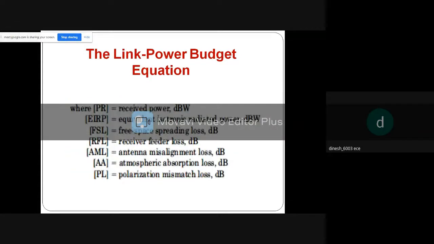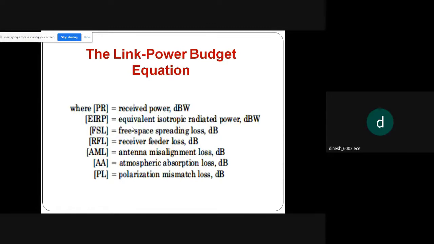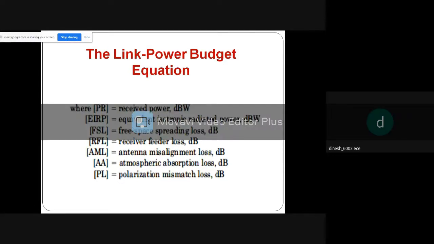Received power in decibel watts, EIRP, equivalent isotropic radiated power, in decibel watts, free space spreading loss or the transmission loss in decibels, receiver feeder loss in decibels, antenna misalignment losses in decibels, atmospheric absorption loss in decibels, and PL, polarization mismatch loss or the depolarization loss, in decibels.